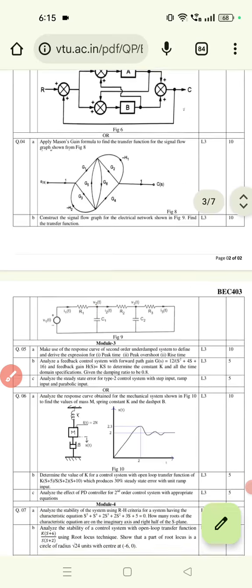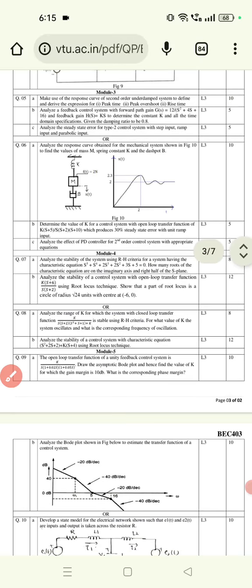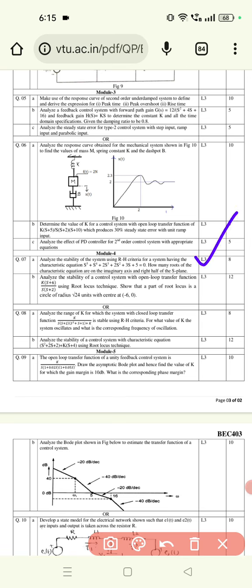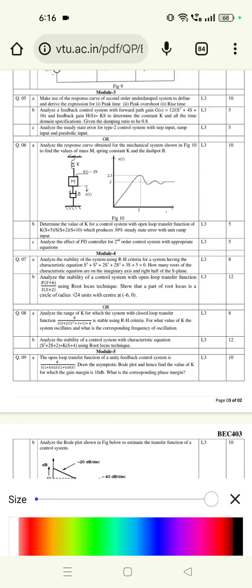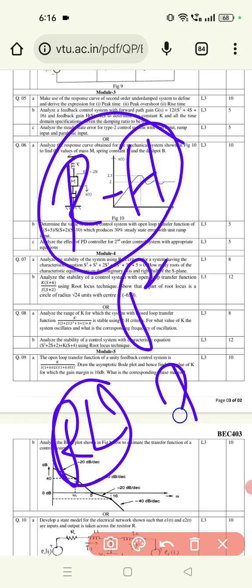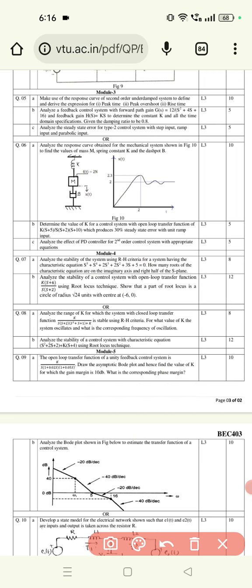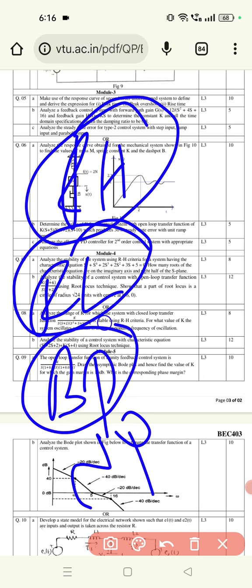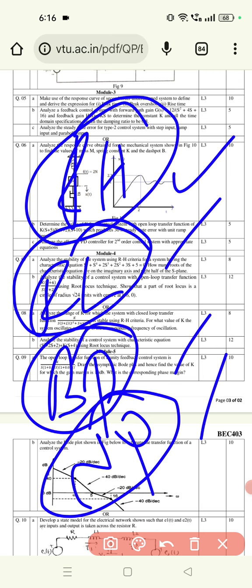So quickly I will tell which questions will appear. I am not going through the entire thing, right? Next, RH criteria. Question number 7a, so I will switch to question number 7a. RH criteria, analyze the stability of root locus, right? So here you should focus on an RH criteria problem, a root locus problem, one Bode plot problem and one Nyquist plot. One is RH criteria, the others are root locus, Bode plot, Nyquist plot. Based on this, one or two problems will appear in your main examination.